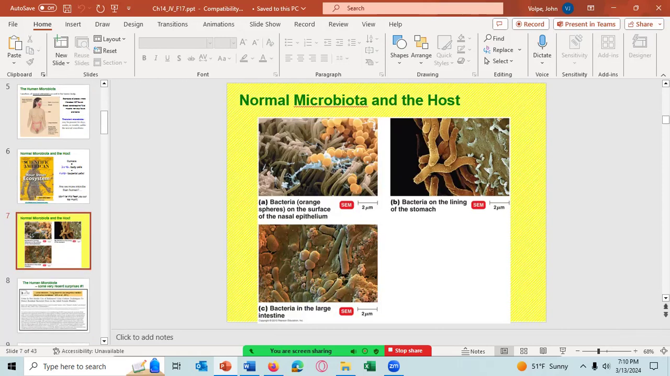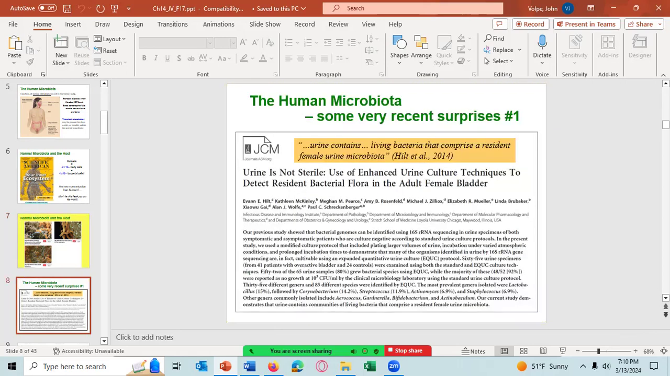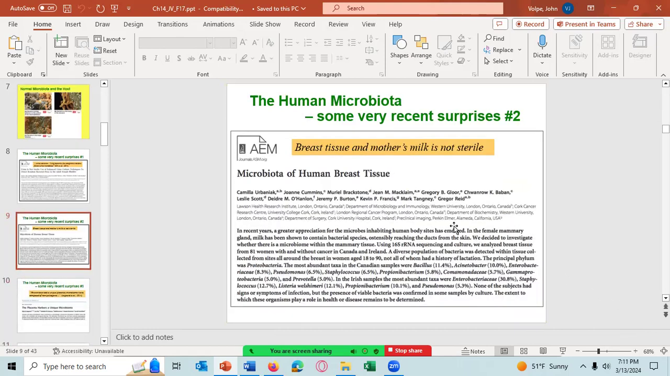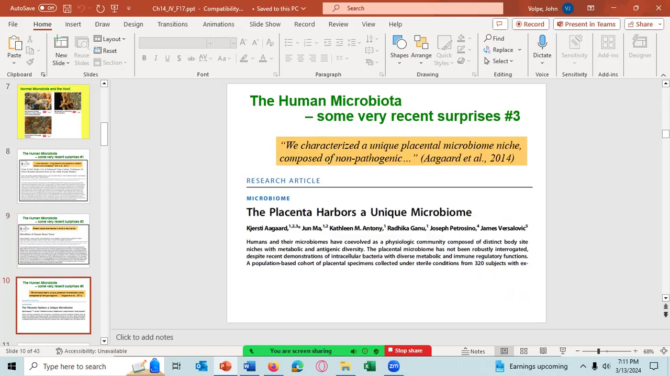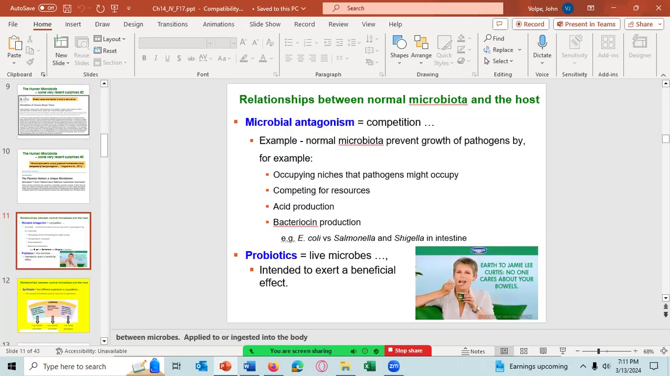I guess you should know there's more normal microbiota cells than there are human cells in the human body. And then you should know that the bladder, as well as the female human breast, has normal microbes in it. And so when the female makes mother's milk, before it ever leaves the mother, the milk has already got normal microbes in it. And then the placenta harbors a unique microbiota found only in the placenta.